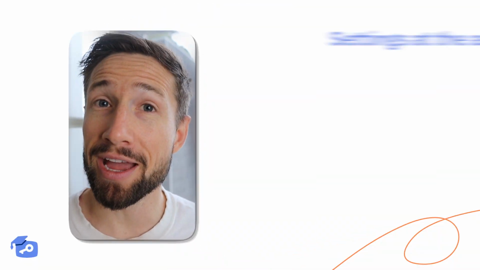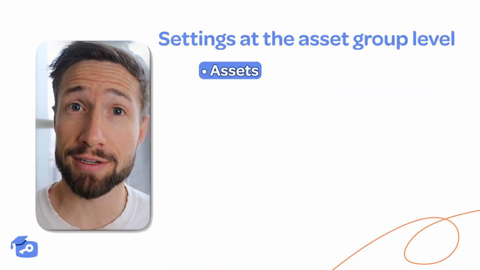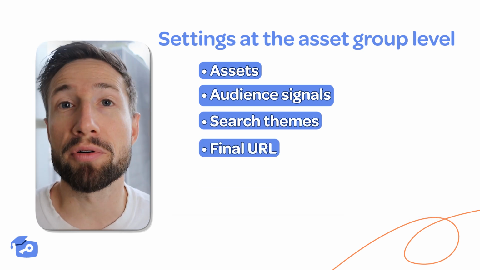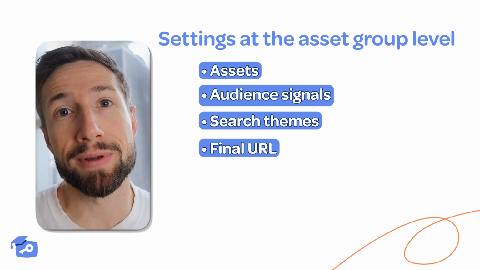Now, of course, there are settings that apply to the asset groups as well. These can and should be set differently per asset group. They are the assets that you create, audience signals and search themes, and the final URL, which is the primary landing page that your asset group is set to. All of these settings are important and can significantly affect your success with PMax. Learning how to best set them starts with this fundamental understanding of how Performance Max campaigns are structured.